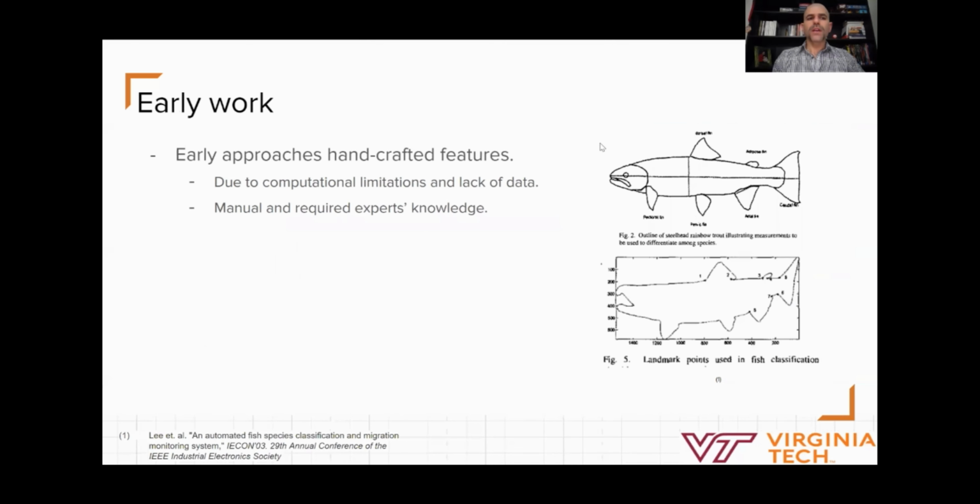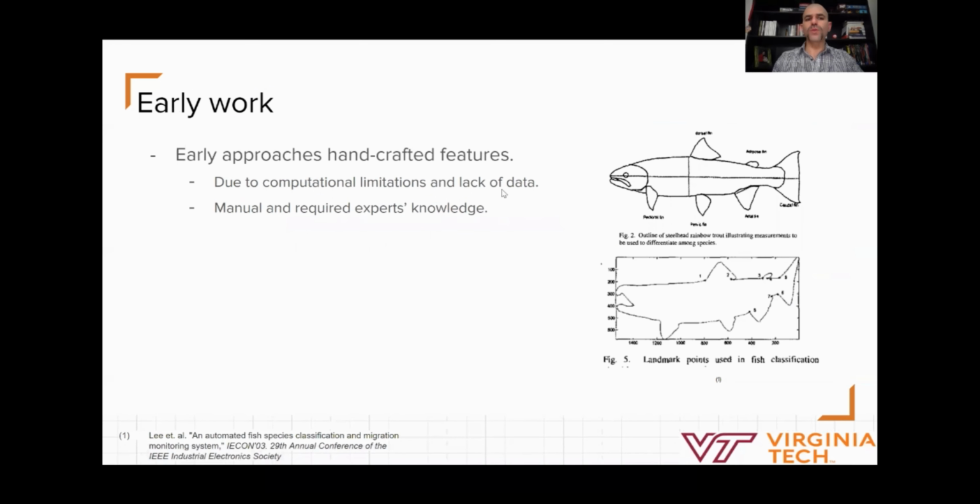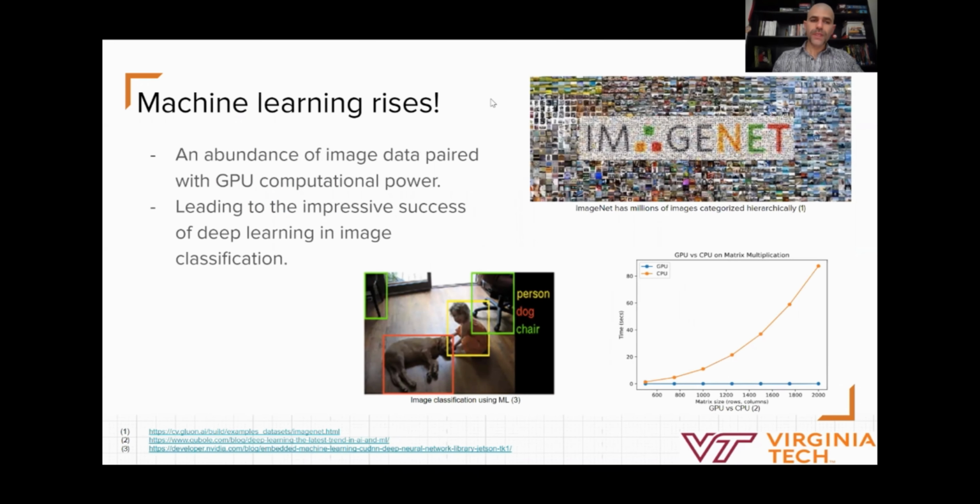So how did early work do that? Well, experts used to try to extract certain measures like the length of the fish or certain landmarks, the distance between different fins, and use those measurements to do the classification, but that requires a lot of manual work and expertise knowledge. So more recently, machine learning has been very successful at image classification.